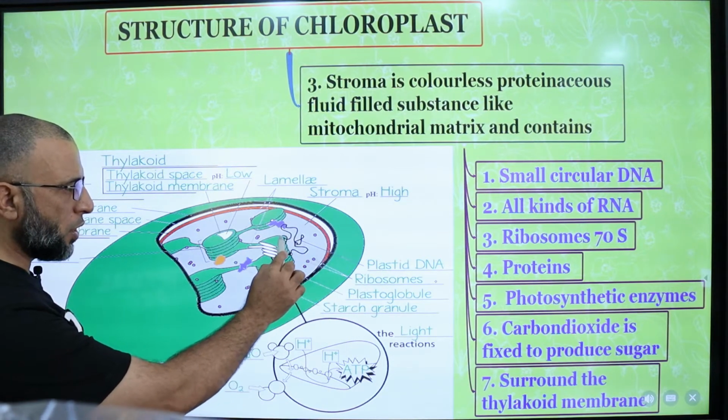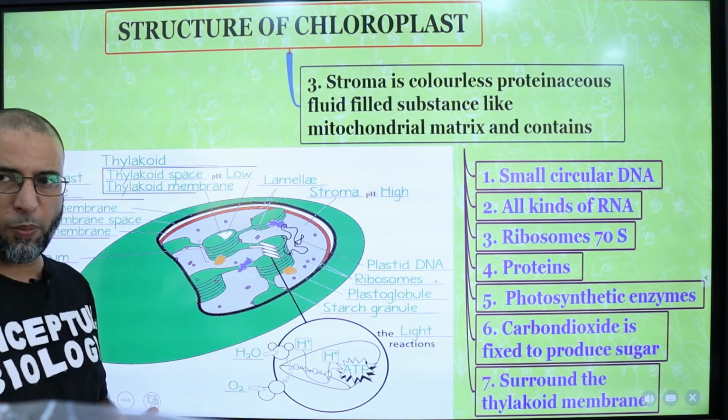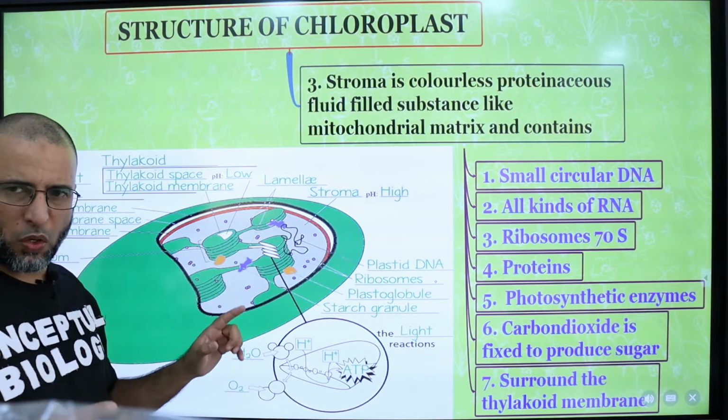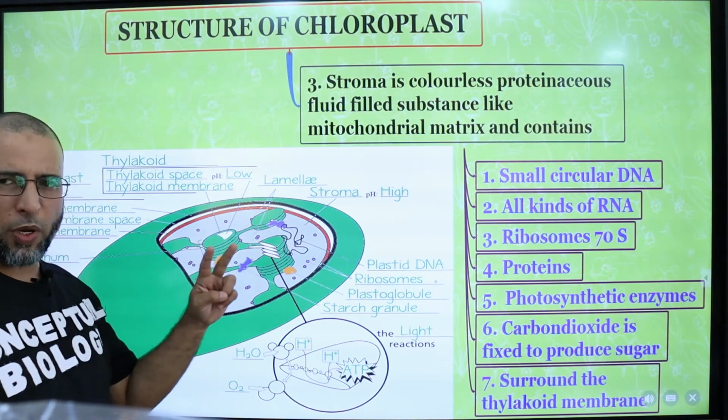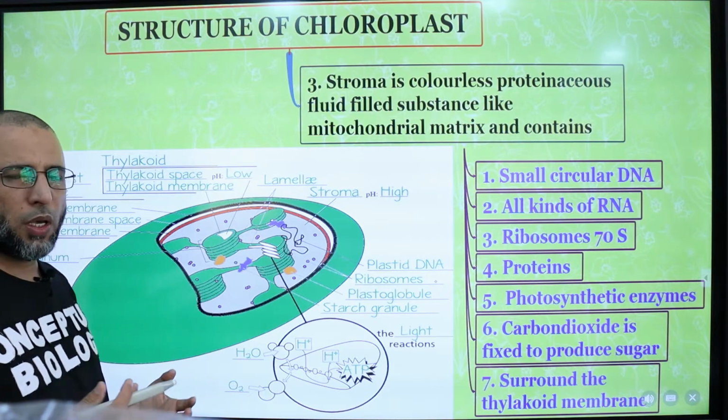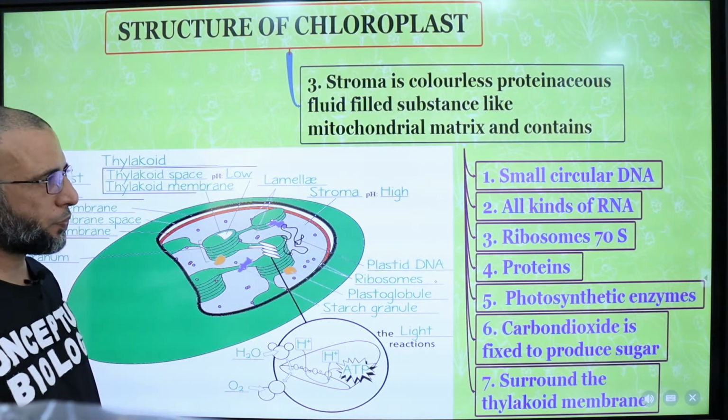This is a small circular DNA which is present in stroma. As we know, DNA is present inside the nucleus in a eukaryotic cell, but there are two cytoplasmic organelles that contain their own DNA. One is chloroplast and second is mitochondria.